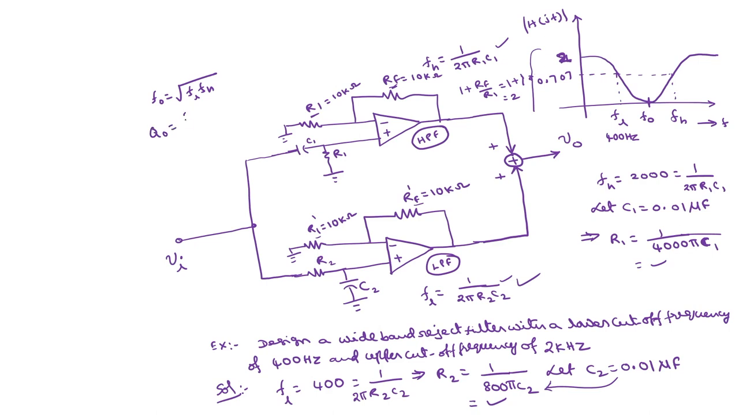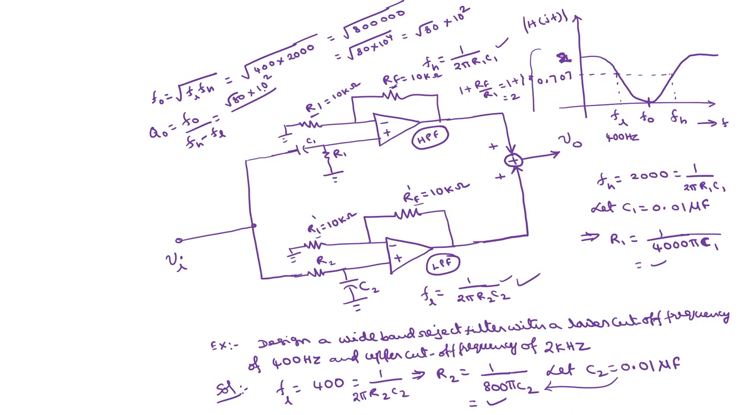And what will be the Q factor? F0 by FH minus FL. So, what is F0? Square root of, one is 400, another is 2000. Square root of 800000. So, this will be square root of 80 into 10 square. FH minus FL will be 2000 minus 400, which is 1600.